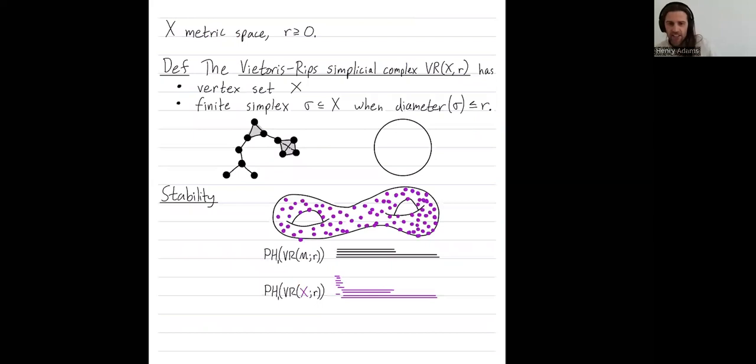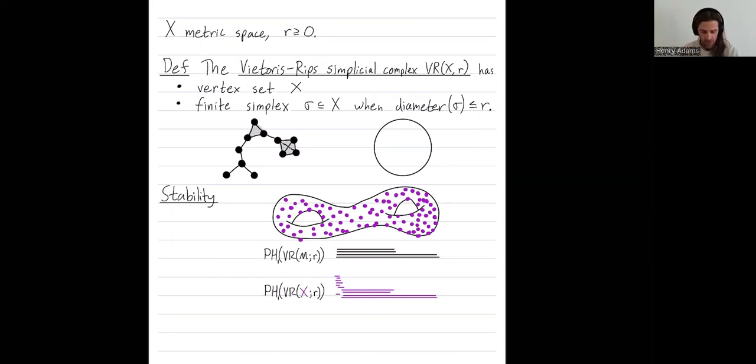So a classic theorem in applied topology is the stability of persistent homology, which says, in black here, I have a manifold. It's a 2-hole torus. And in purple, I have a nearby data set, sampling with all these purple points. Okay. These 2 metric spaces, the manifold and the sampling, are close. They're close in the Gromov-Hausdorff distance, to be technical.